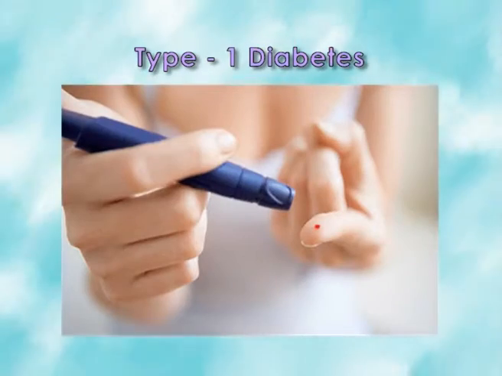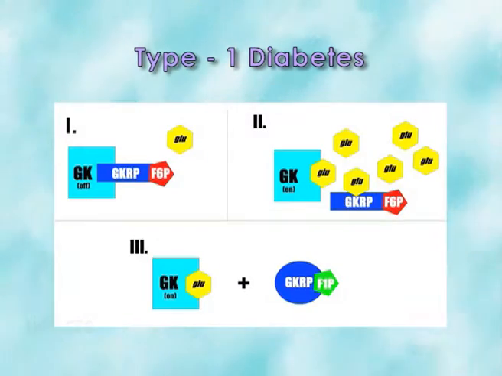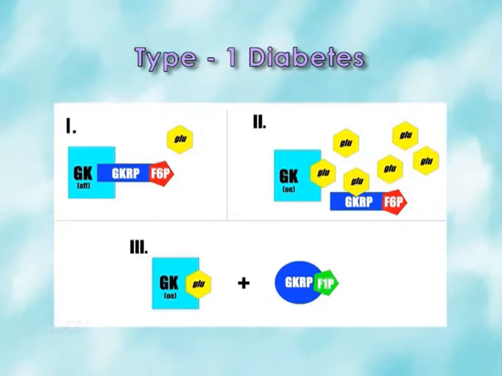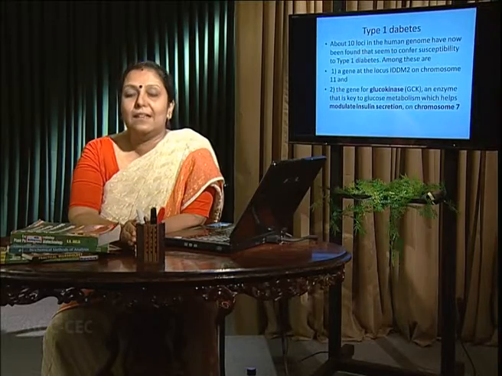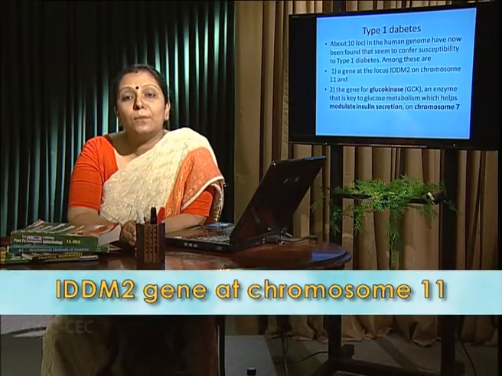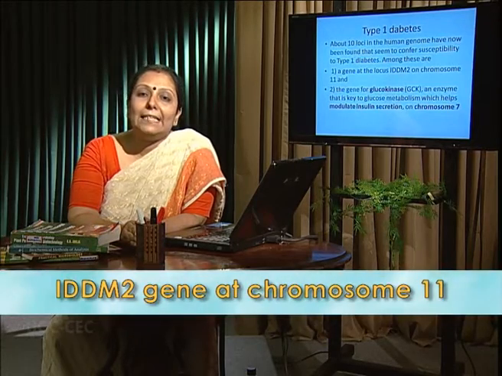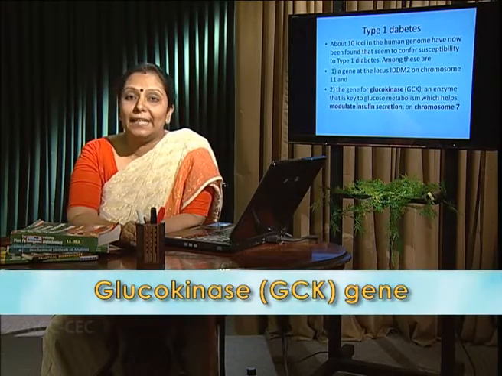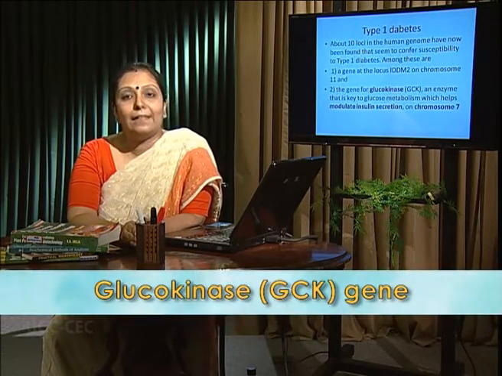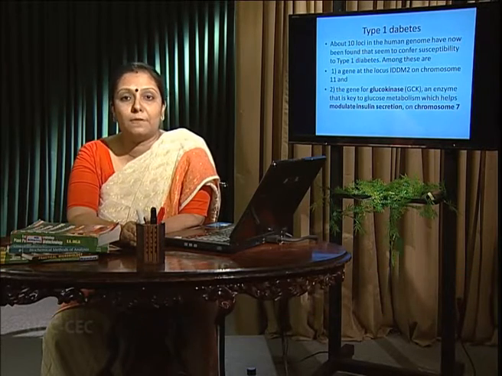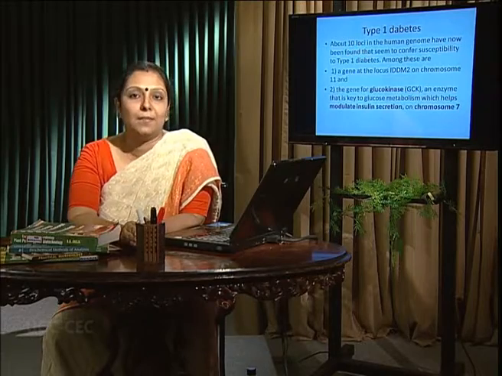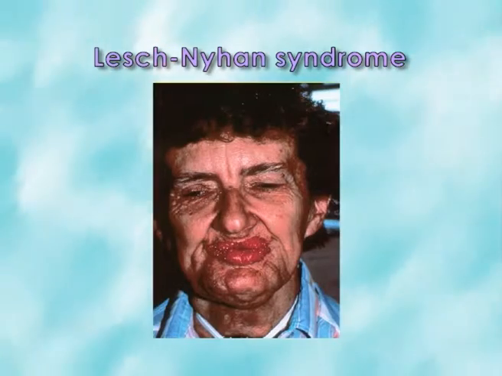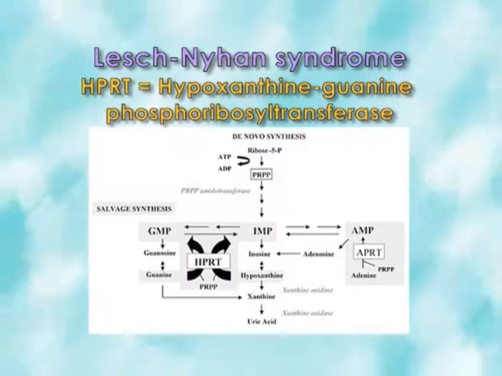Next one, type 1 diabetes. As we know, over chromosome number 7, there is the location for insulin. Now, insulin secretion is getting signaled by different other chromosomal located genes or different loci. In chromosome 11, we can find the IDDM2 gene is present, as well as we can find the GCK gene, glucokinase, which regulates glucose metabolism, and that can regulate the insulin secretion, which is responsible for type 1 diabetes, the heritable biochemical disease.